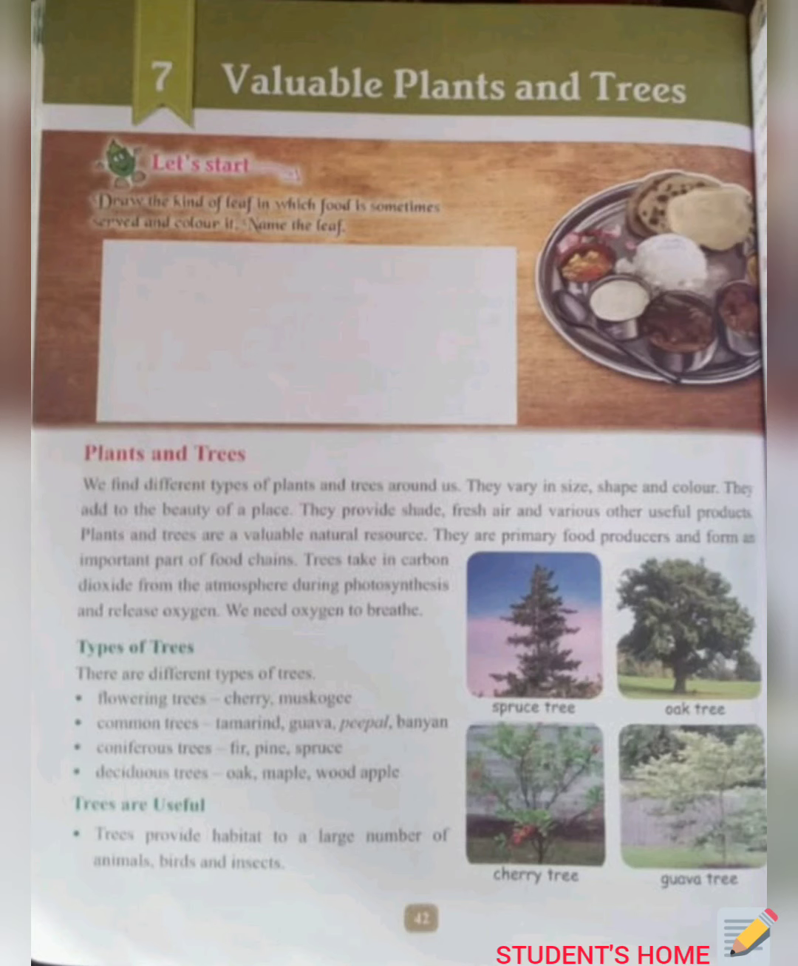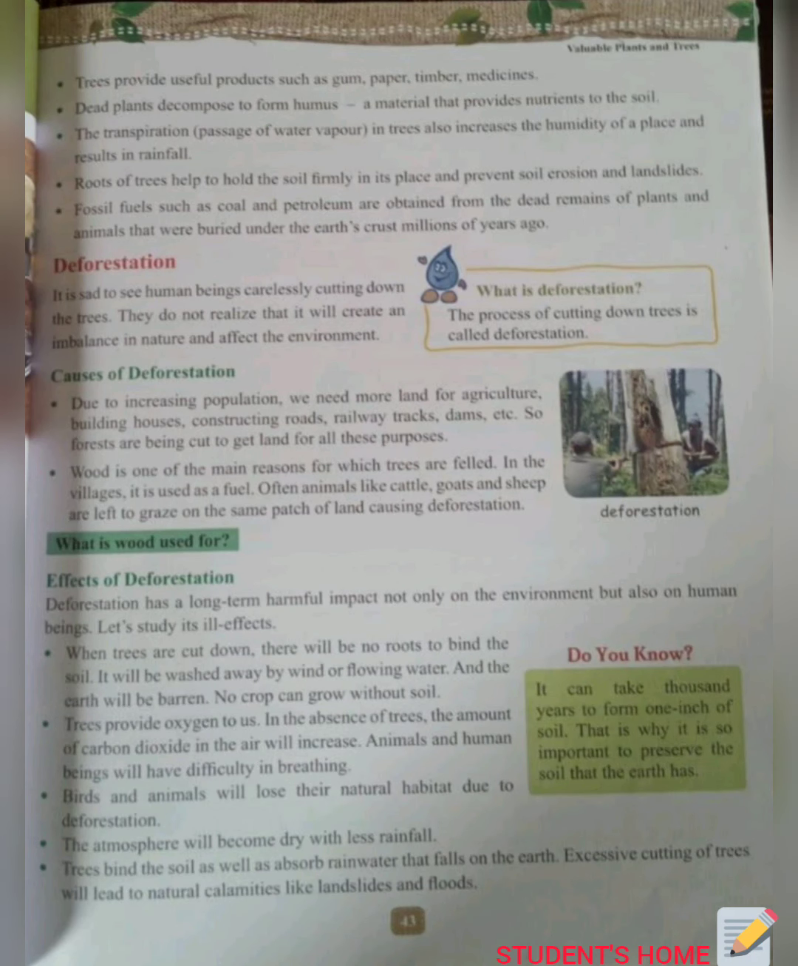Deciduous trees, oak, maple, wood maple. Now, what are the main uses of trees? So, the next heading is trees are useful and how? Trees provide habitat to a large number of animals, birds, and insects. Then, trees provide useful products such as gum, paper, timber, medicines.